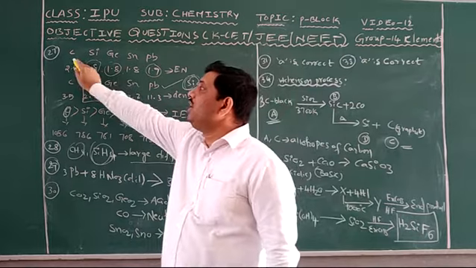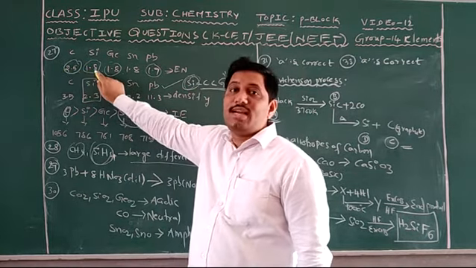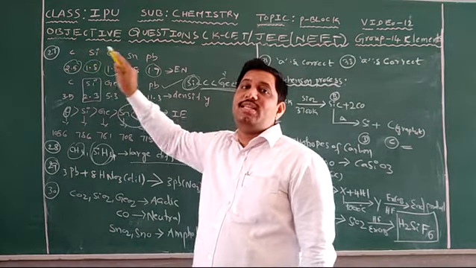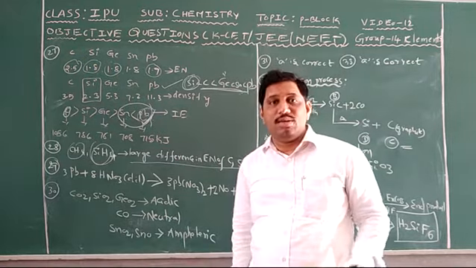Here carbon has electronegativity 2.5, whereas silicon has 1.5. Due to the difference in these EN values, they differ in their properties.